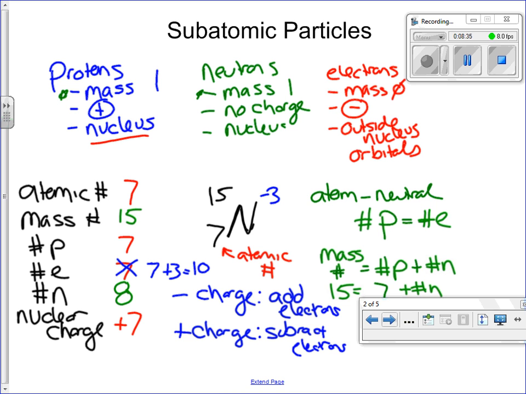So only in the case of an ion do your protons and electrons not equal each other, okay? In the case of an isotope is when your mass numbers don't equal each other. So an isotope of nitrogen would be nitrogen 14. The only thing that's different there is the number of neutrons, okay?